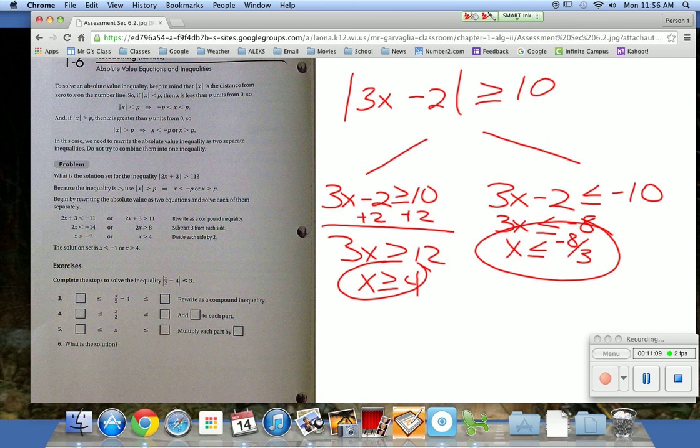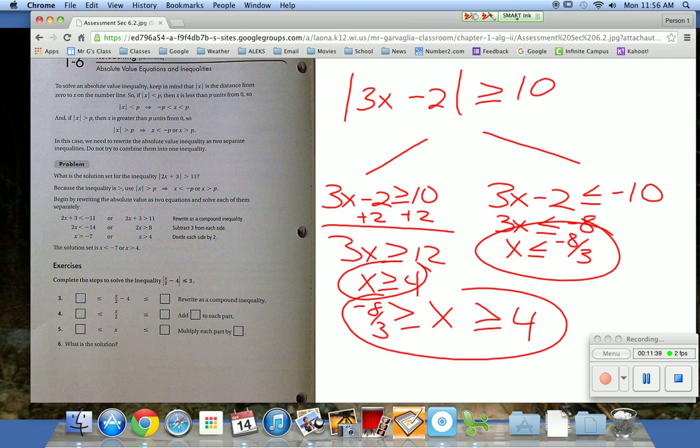If I was to write this out into a long form like this, I'm going to put my 4 over here, because that's the greater of the 2, right? My sign points to the 4. And then over here, notice that my sign here points to the x. And then I'm going to put my negative 8/3 over here. See how it did that? If you don't want to, you don't have to, but this is just showing. Notice how the sign points to the x, right? So I kept the sign pointing to the x, and I put the 8/3 on the other side.